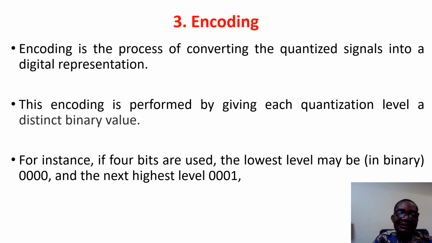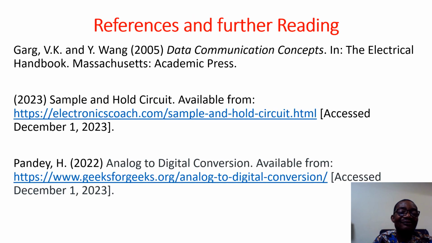Now, the analog signal has been converted to binary numbers, which we call analog to digital conversion. So for instance, if 4 bits are used, the lowest level will be 0000, and the next will be 0001. So what happens during encoding is that the quantized values are converted to binary values, which are digital values. So you can see that the analog values, which could be a form of voltage like 5 volts, have now been converted to digital values, which are binary numbers. So that is what happens in analog to digital conversion.